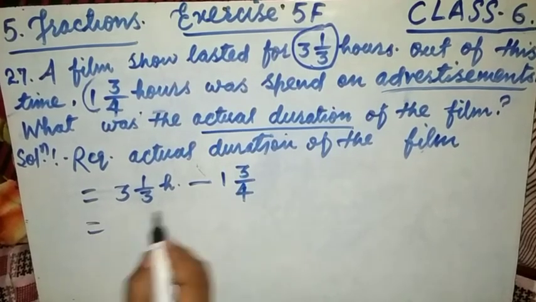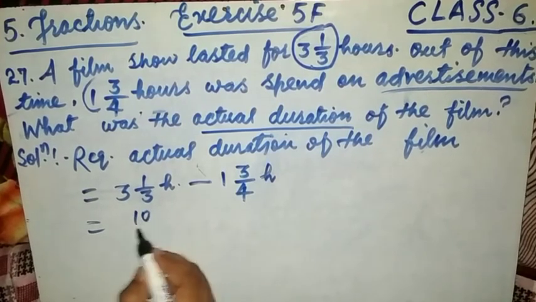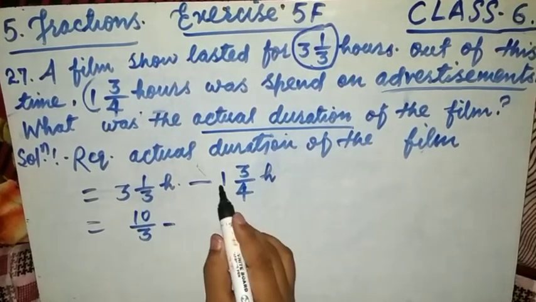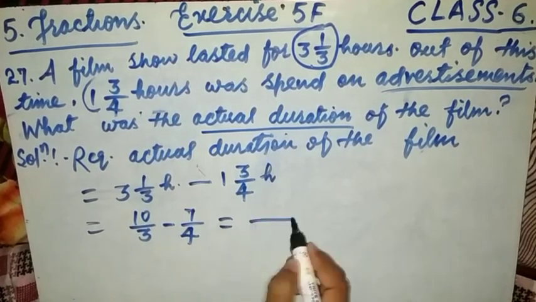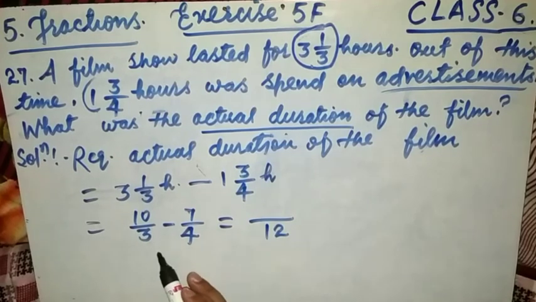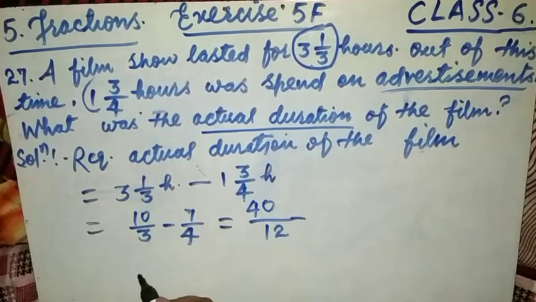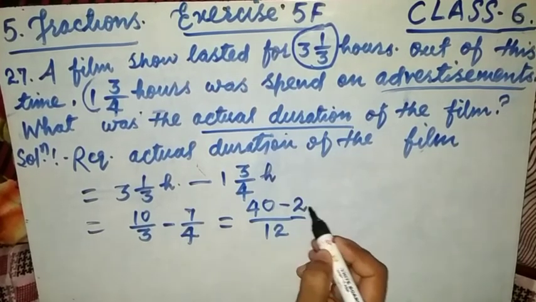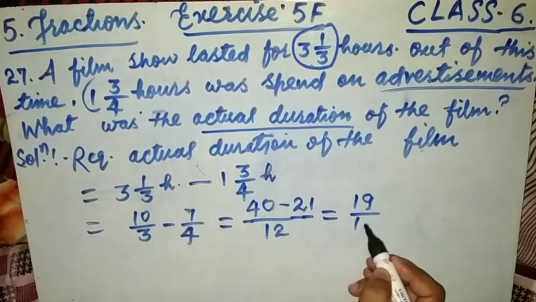Now first we have to change these to improper fractions. Now 3 3s are 9 plus 1, 10 by 3. Here is the minus, 4 1s are 4 plus 3, 7 by 4. Now take the LCM of 3 and 4, yes, 12 is the LCM. Now divide 12 by 3, 4 multiplied by 10, 40. Similarly here the minus. Now this 12 is divided by 4, we get 3 multiplied by 7, 21. Now subtract, we get 19 divided by 12.